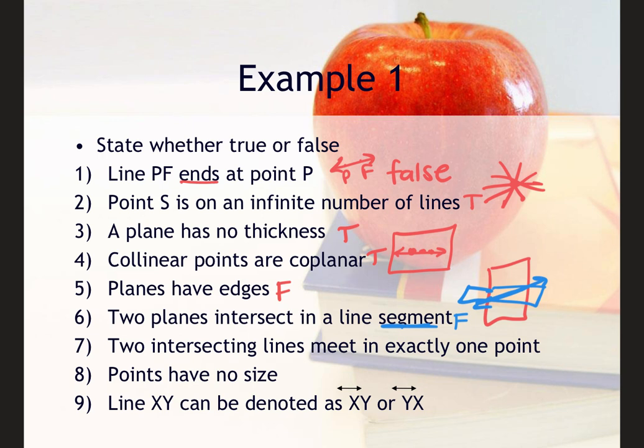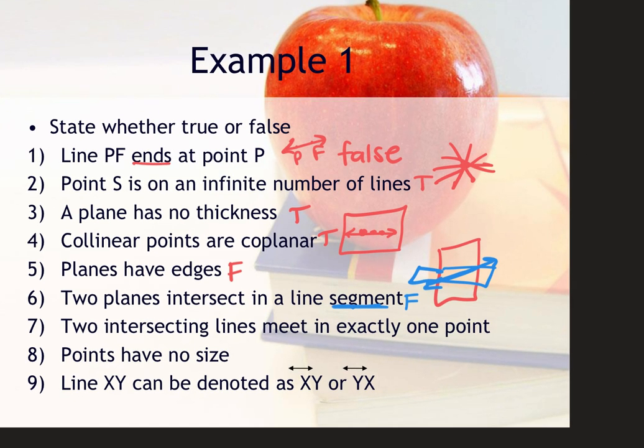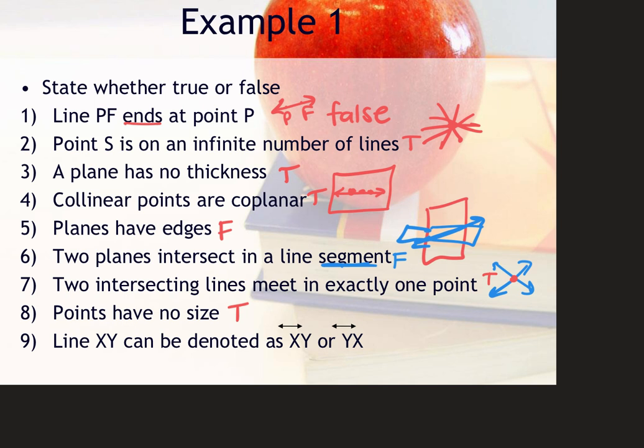7 says 2 intersecting lines meet at exactly 1 point. 2 intersecting lines do meet at exactly 1 point. This is true. 8, points have no size. This is true. They have no thickness. They have no size. And 9, line XY can be noted as line XY with the arrows over both sides, and then YX with the arrows over both sides. And this is true. The order of the letters is not important when naming a line.